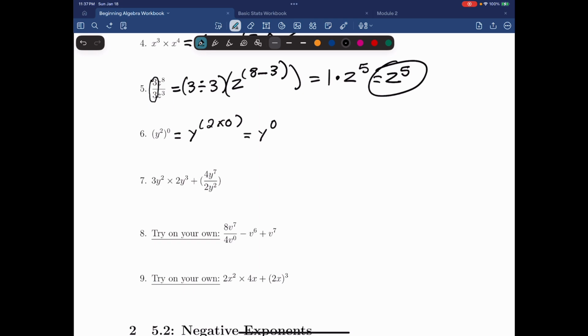And recall, we have this thing called the 0 rule, which states that anything raised to the 0 power equals 1. So that's your final answer.